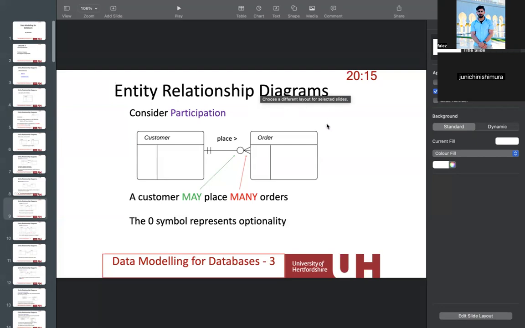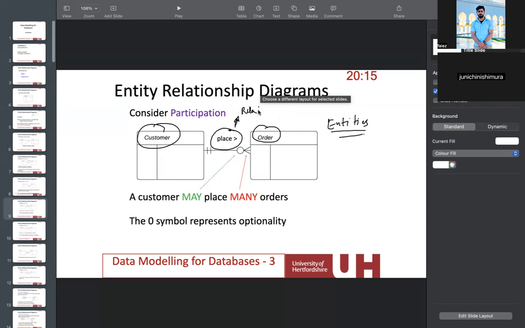For example, if I talk about entities here, what are entities? We have two entities. First is customer, which is this, and the second one is order. Now, these represent real world objects. Customer is a person or an entity who can place an order, and order is obviously a purchase or a request made by the customer. They have a relationship, which is basically place.